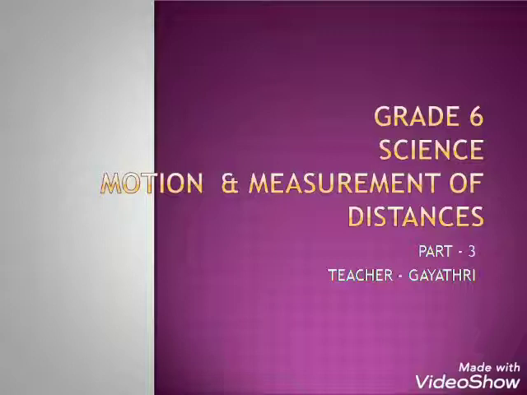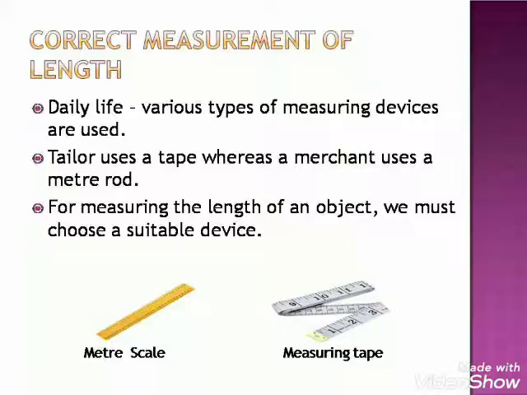In the motion and measurement of distances, today we are going to see about correct measurement of length. In our daily life, we use various types of measuring devices. We use a meter scale for measuring length. A tailor uses a tape, whereas a merchant uses a meter rod. For measuring the length of an object, we must choose a suitable device. We cannot measure the size of our chest using a meter scale. We have to use a measuring tape.